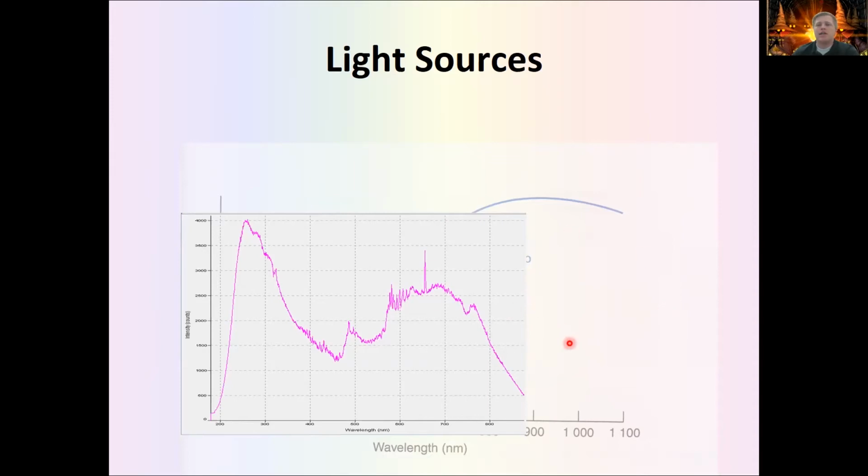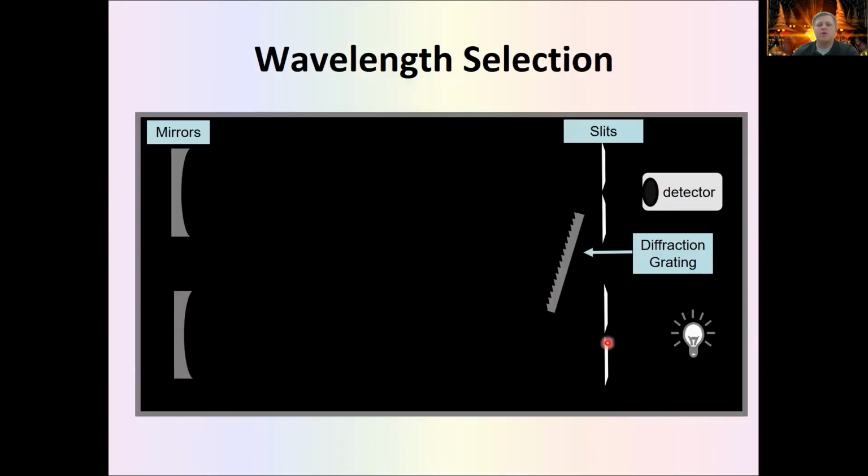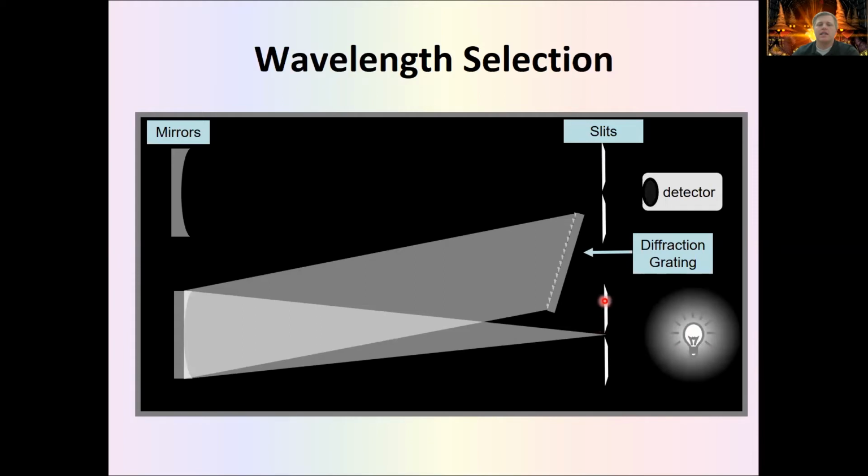All right, so that's your light source. Now let's go on to our wavelength selector. This is a diagram of the wavelength selector that we use in our experiments. We have our light source here, and we shine light from that through a tiny slit here. The purpose of that slit is to make sure all the light is traveling in a single direction.